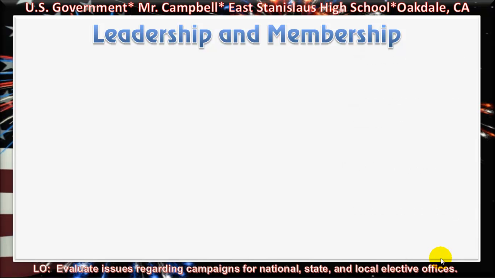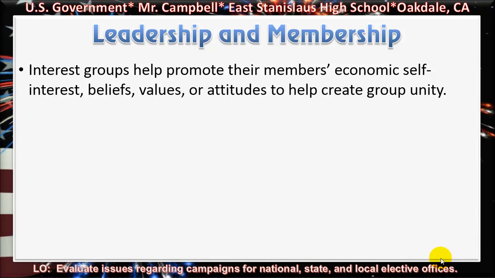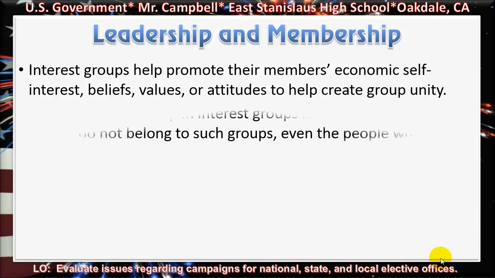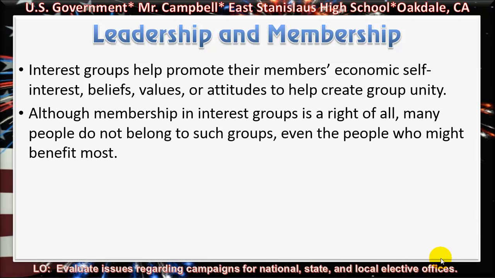Leadership and members. Interest groups help promote their members' economic self-interest, beliefs, values, or attitudes to help create group unity. Although membership in interest groups is a right of all, many people do not belong to such groups, even the people who might benefit the most.